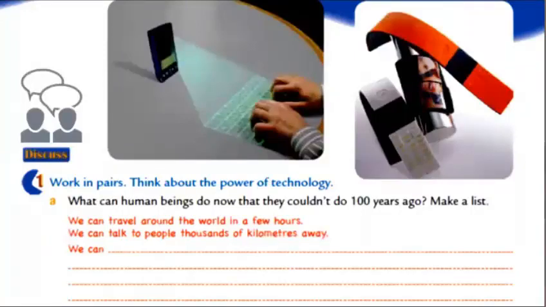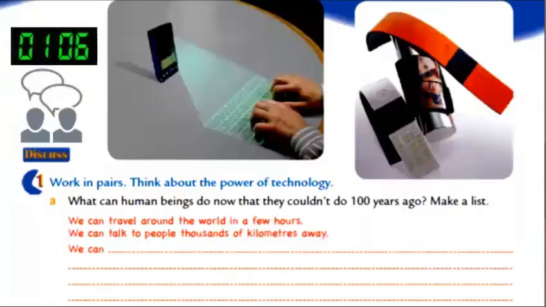You already have two ideas here. We can travel around the world in a few hours. We can do it now. Our grandparents couldn't do that. We can talk to people thousands of kilometers away. We can do it now. Our grandparents couldn't do that. So make a list, take your time. I'll be back in a minute.